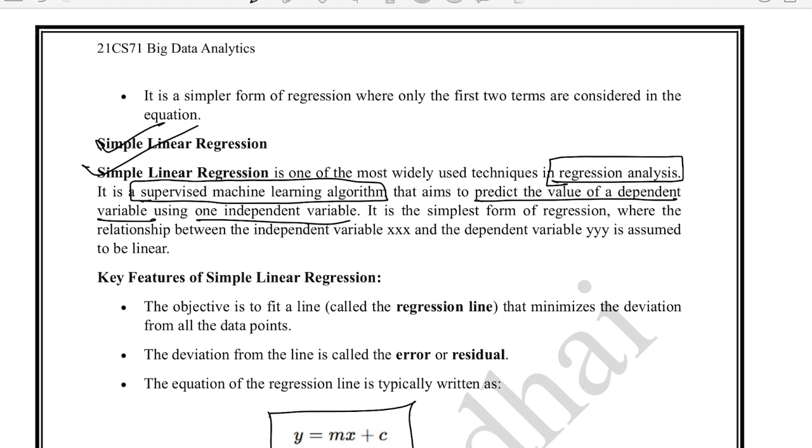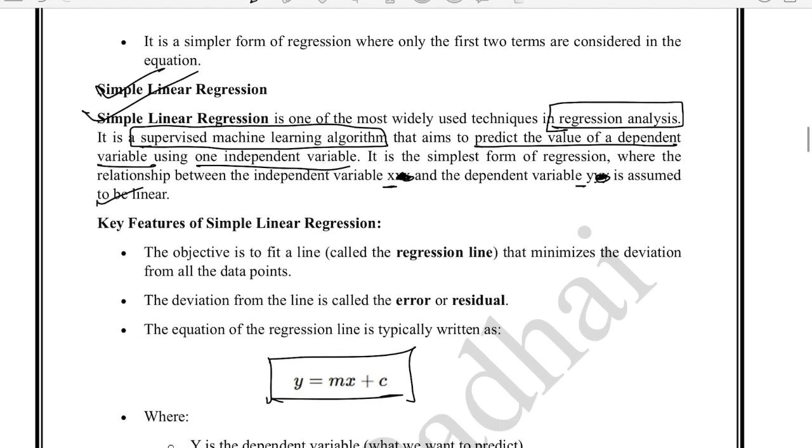So using one independent variable, you are just predicting the value of a dependent variable, and it is a supervised algorithm. Okay, it makes use of independent variable x and dependent variable y. There was a printing mistake and that's why it came like this. I'm sorry for that.